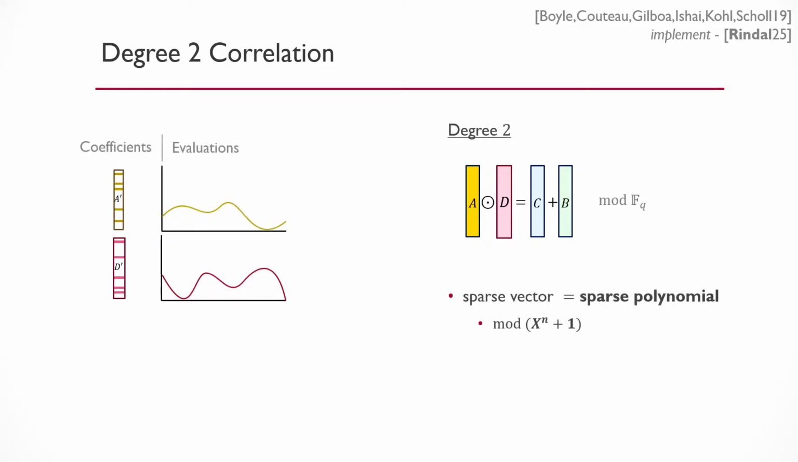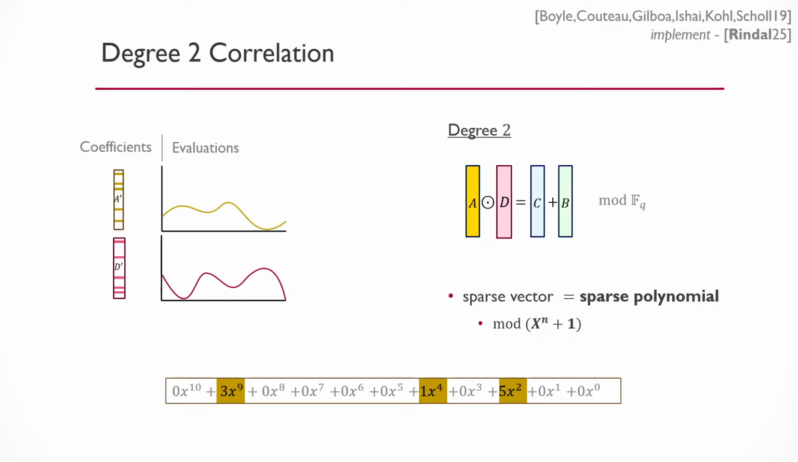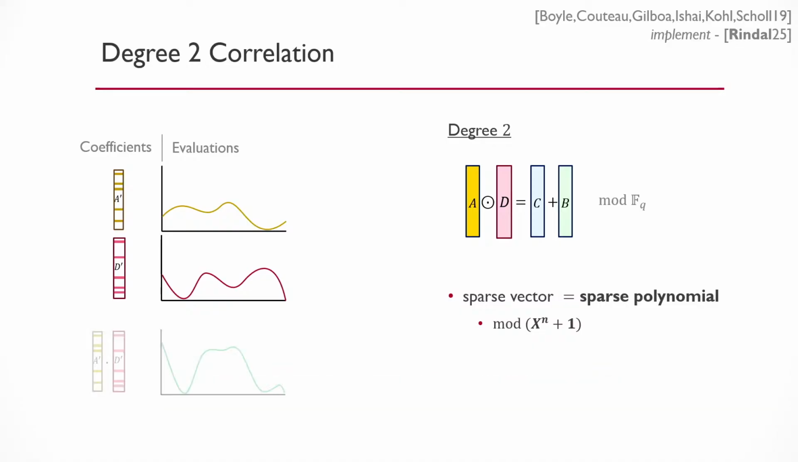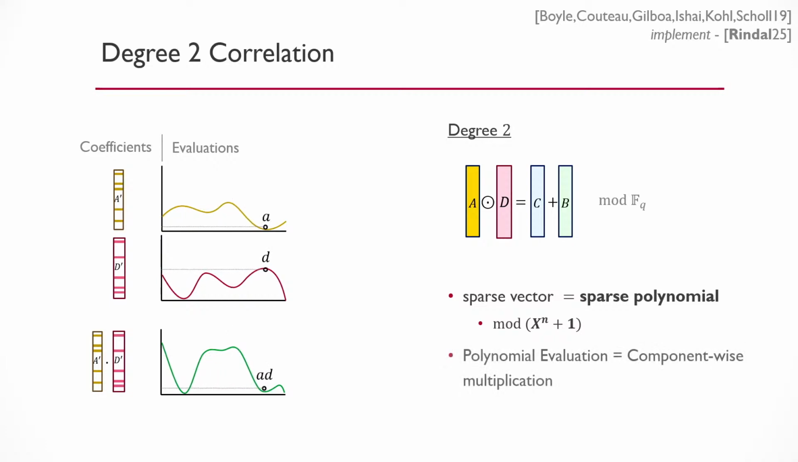There are some clever tricks I was hoping to get to, but I should fast forward. Instead of viewing things as sparse vectors, we switch over to sparse polynomials. There's component-wise behavior happening when you evaluate polynomials: there's component-wise multiplication in the evaluation domain. We take advantage of that.